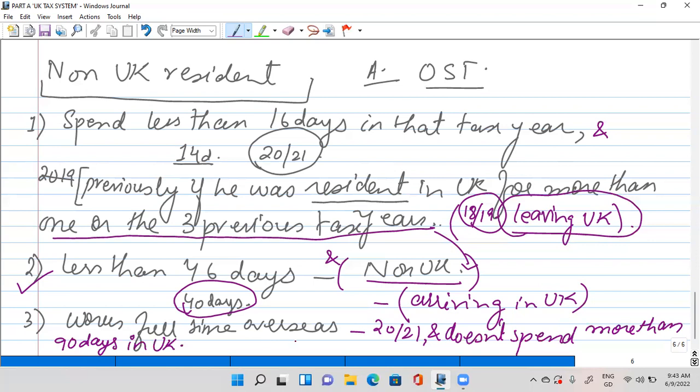Now, works full time overseas means overseas for the UK. Let's suppose I work full time in Pakistan, and don't spend more than 90 days in UK. I spend 80 days in UK, and I work here in Pakistan, so I'll be considered a non-UK resident. If there's a person who doesn't work full time, and he has spent 100 days in UK, he is not going to meet this automatic overseas test. All right, so just in order to remember the first point that says less than 16 days, you can remember it like this.